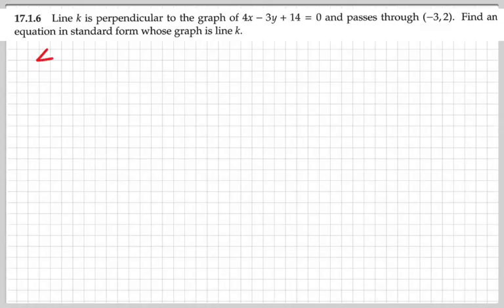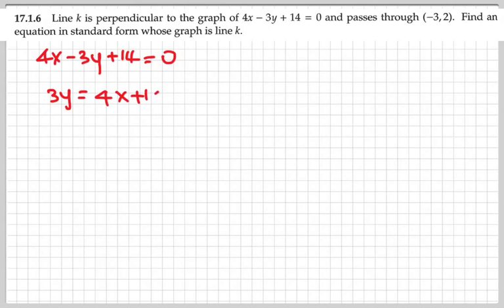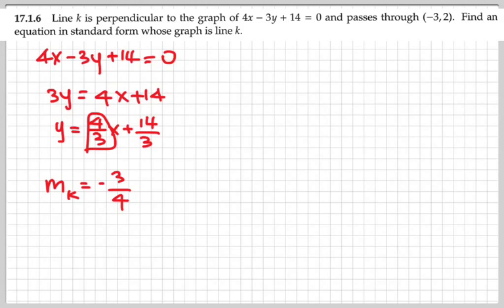Number 6. If the line K is perpendicular to the graph that's given and passes through that particular point, find the equation in standard form. First we like to find out the slope of the given equation, which I'm going to do by solving for y. Then -3y must be equal to 4x plus 14. Now by dividing each term by -3, we'll get y equals 4 over 3 x. Now this will help us figure out the slope of the given equation, which is 4 over 3. So the slope of k must be -3 over 4.